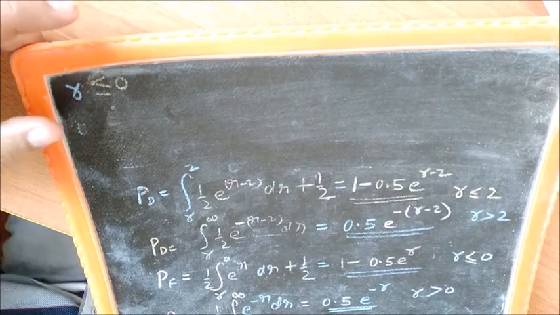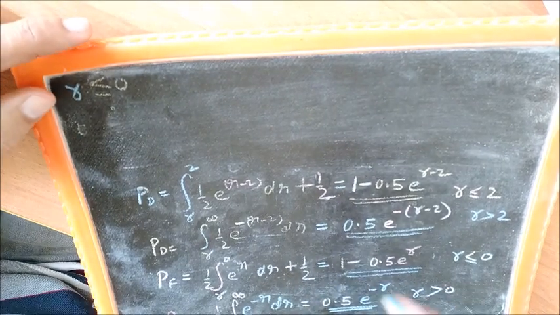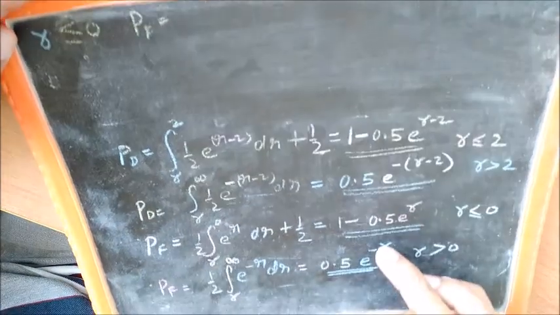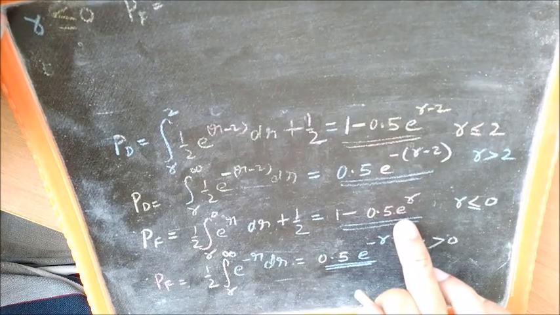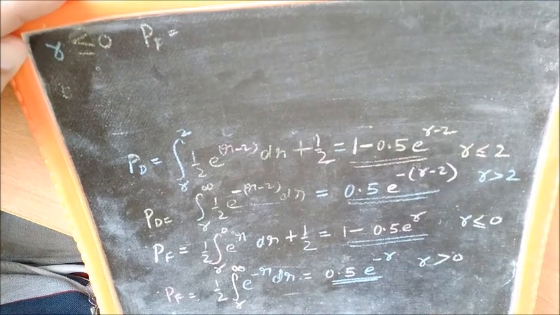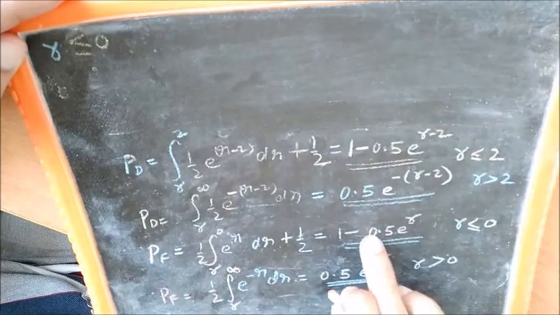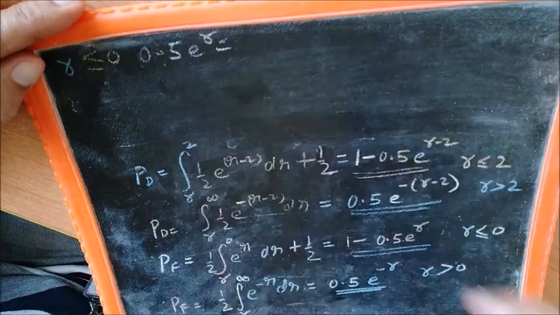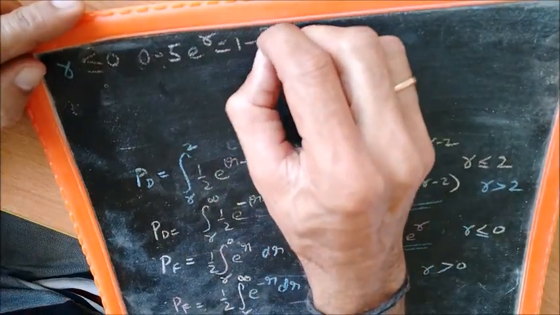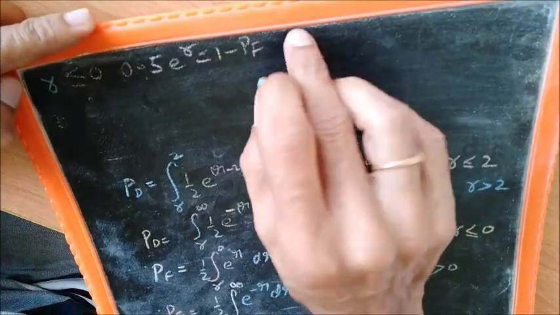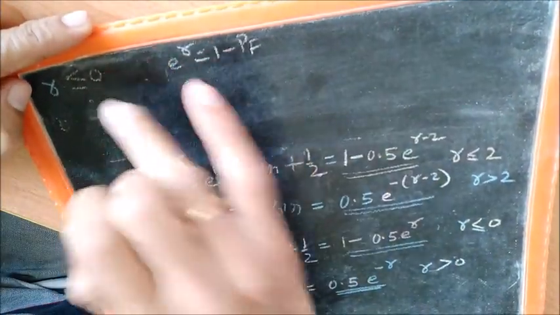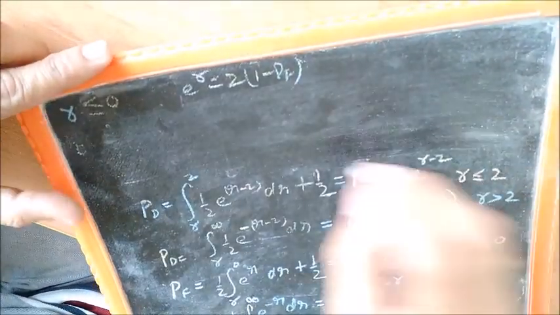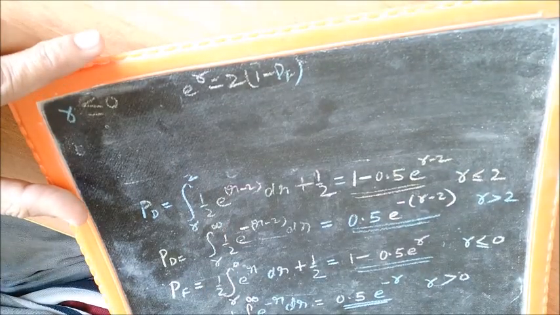So now for gamma less than or equal to 0, we have PF equal to, we have it here, PF equal to 1 minus 0.5 e raised to gamma. So that means we can write 0.5 e raised to gamma is equal to 1 minus PF, or e raised to gamma is equal to 2 into 1 minus PF.